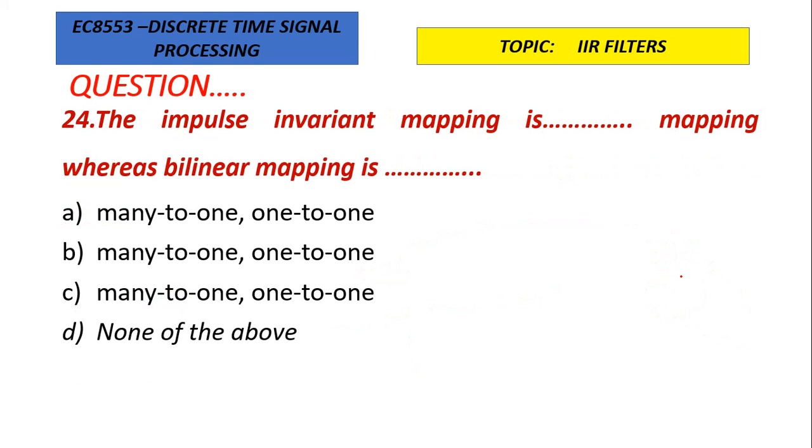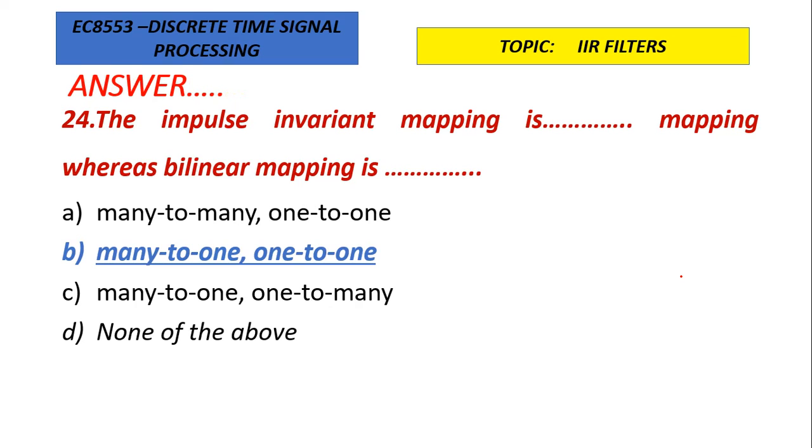The impulse invariant mapping is dash mapping, whereas bilinear mapping is dash. So very important question. Impulse invariant mapping is many to one because the right half is mapped to the exterior, left half poles are mapped to the interior, and the imaginary axis is plotted inside the origin. Like that we have many to one mapping, whereas bilinear mapping is one to one mapping alone.